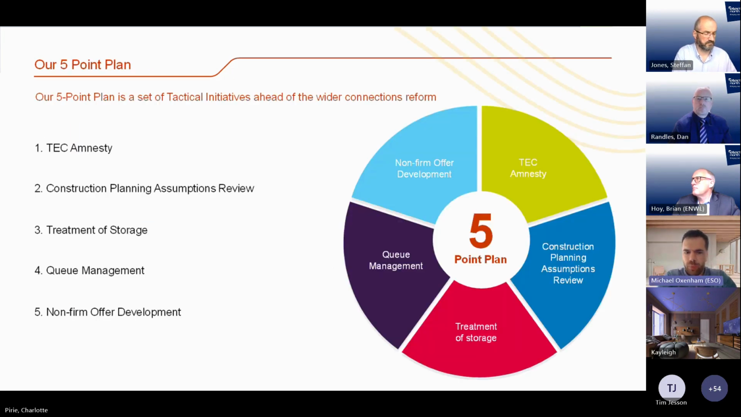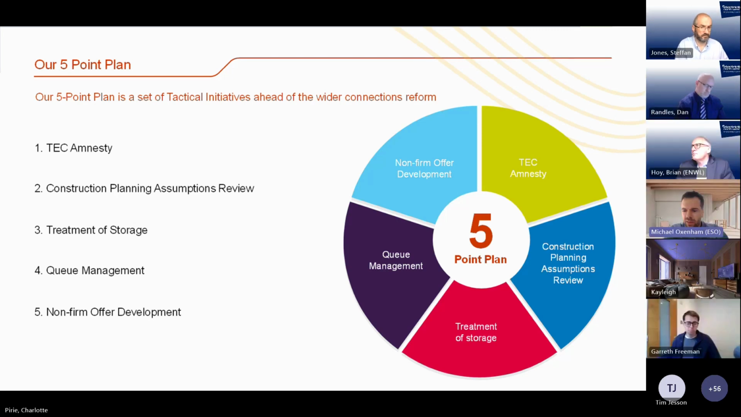So in terms of the 5-point plan, I should expect 5 areas to this plan. So the first is tech amnesty, then construction plan assumptions review, treatment of storage, queue management, and non-firm offer development. So I'll briefly touch on each of these in turn. I'm not going to talk through the slides. I'll talk around them. So please read through the slide as I'm talking for further information.